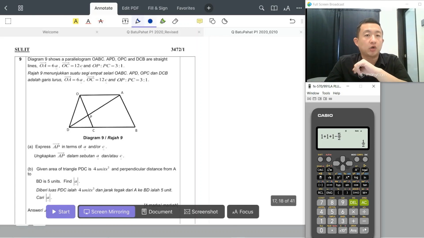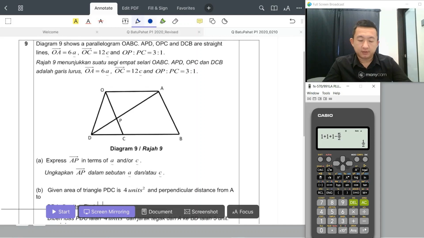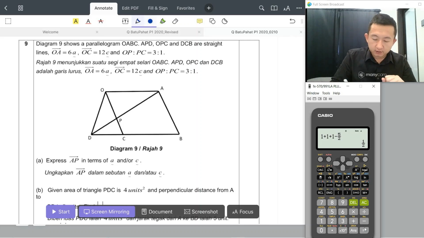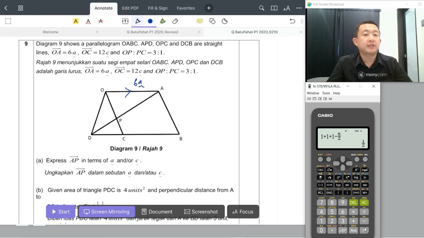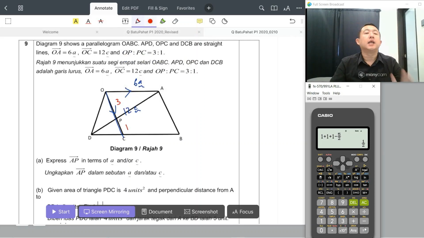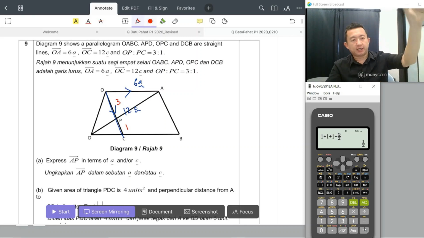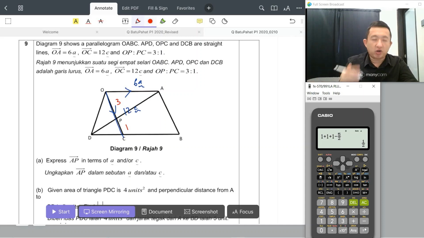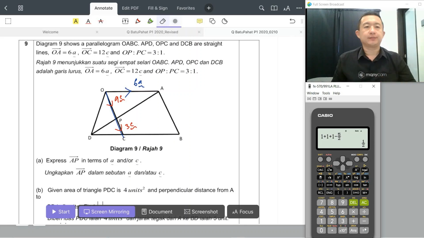Diagram 9 shows a parallelogram OABC. ABD, OPC, DCB are straight lines. Vector OA is 6a. OC, the whole thing, is 12c. And OP to PC is 3 to 1, so you have a ratio. Because 12c is the 4 parts from O to C, and you can break it into 3 and 1, 4 parts, you can change 12c divided by 4 parts, 1 part is 3c. So this part you can label as 3c, this part you can label as 9c, total 12c. OP is 9c, PC is 3c. Okay, this is what you know.